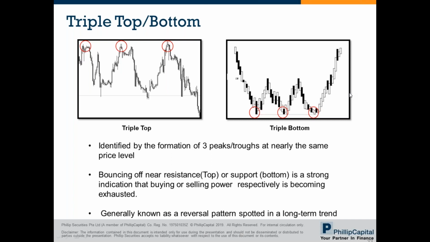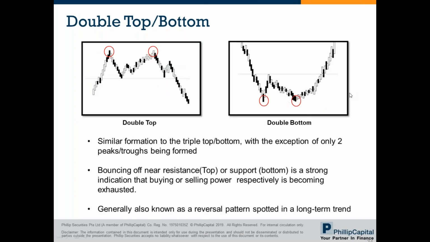So the same goes for the bottom pattern, where you can see that the triple bottom is formed when prices coincide with 3 low points. This is known generally as a reversal pattern spotted in a long-term trend. Usually you will tend to encounter these patterns more frequently in a longer time frame as compared to a shorter time frame. Of course, this is not to say that exceptions do not happen, but usually it is spotted in a long-term trend.